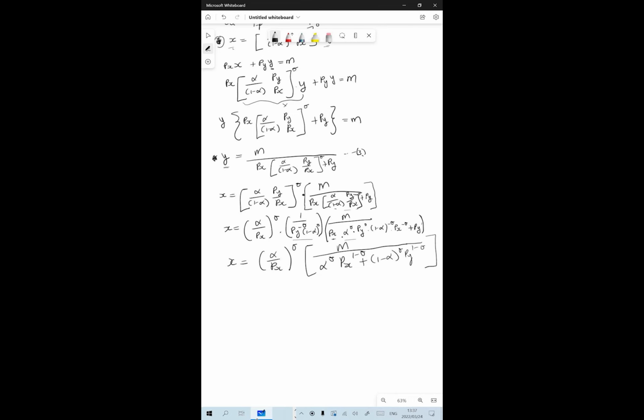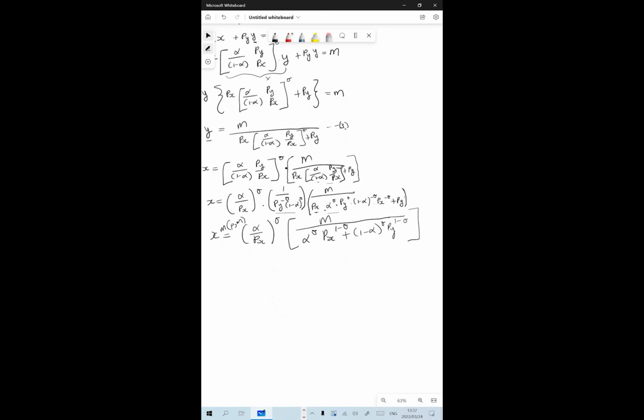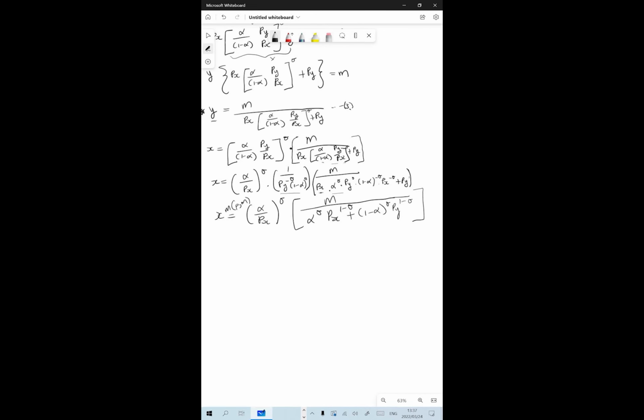This should be correct. I just want to double check my solution. Yeah, it should be correct. So this is our Marshallian demand of good x given the price of good x as well as our income. So that's pretty much it. That's all you do.